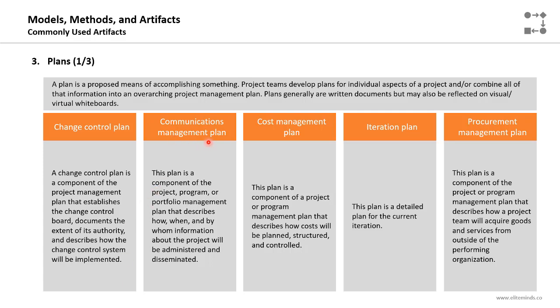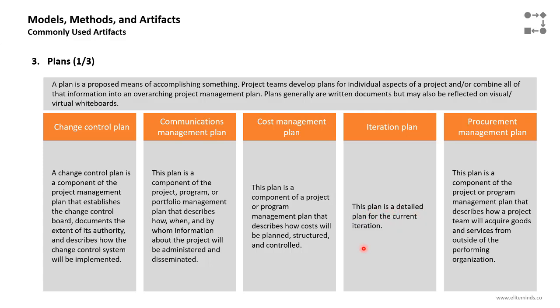Another plan is the plan responsible for the communications in the project. It's also a component of the project, program, or portfolio management plan, and it describes how, when, and by whom information about the project will be administered and disseminated. So how communication will be conducted in the project, at which frequency, in what format, all this will be documented in the communication management plan. The cost management plan is also a component of a project or a program management plan that will describe how costs in the project will be planned, how they will be structured, and how they will be controlled. Iteration plan is a detailed plan for the current iteration.